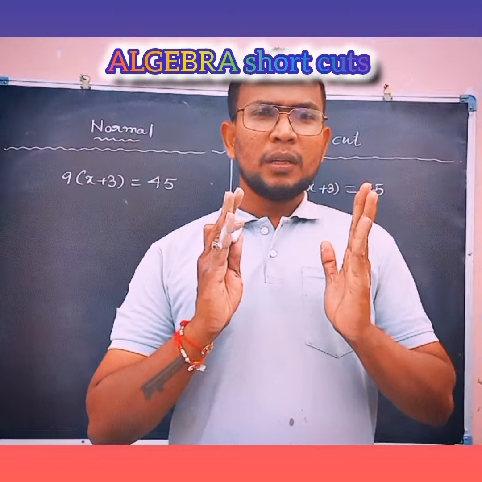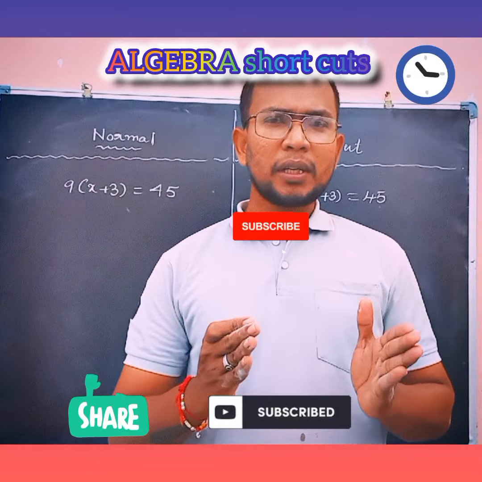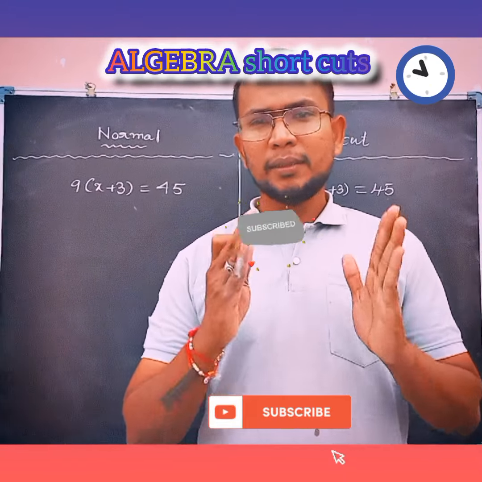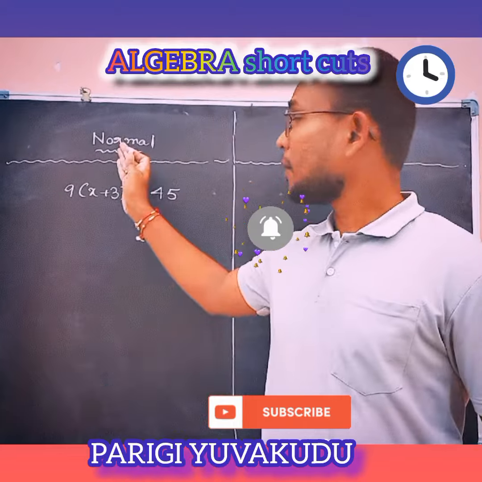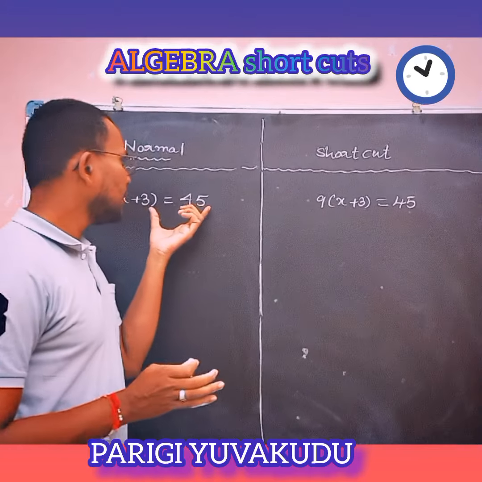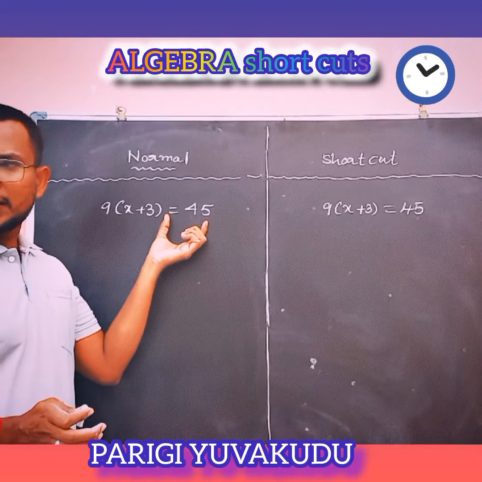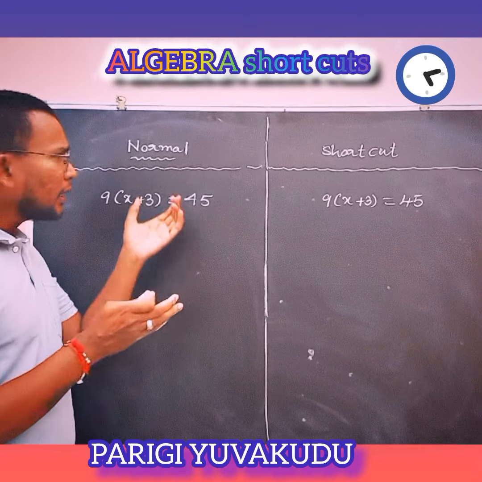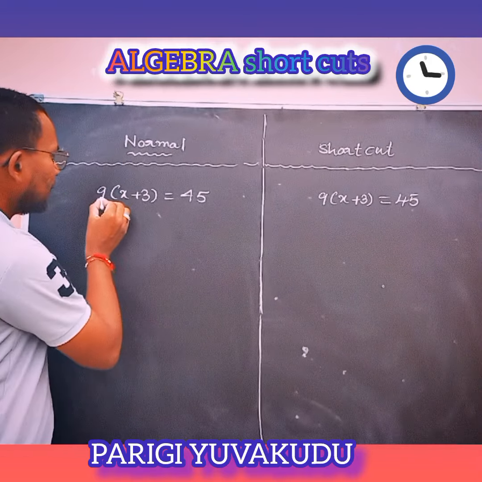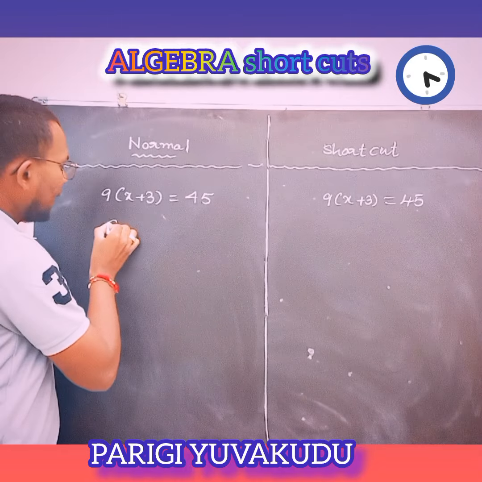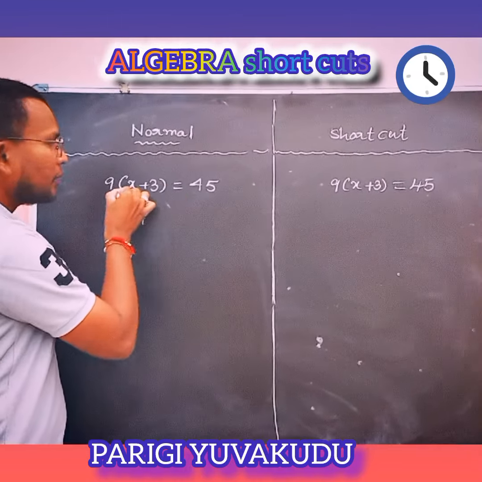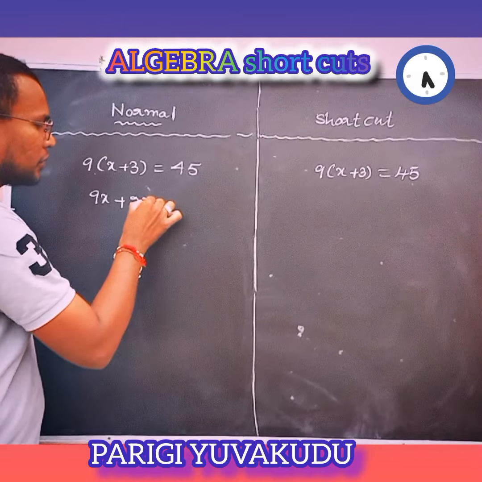In this session, we are going to explain about normal versus shortcut method. This is in algebra: 9 into (x plus 3) is equal to 45 is given. Now, in our normal procedure, we need to multiply 9 with x, 9x, plus 9 into 3, 27, which is equal to 45.